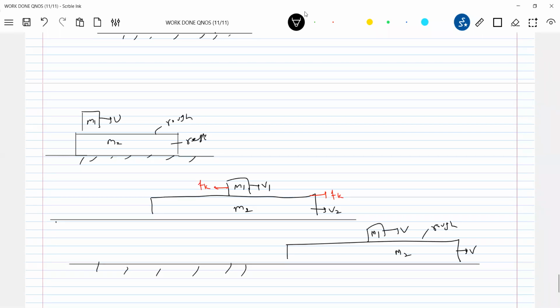Now, let's calculate the final kinetic energy and compare with initial kinetic energy. Friction does negative work on the block M1, and positive work on this one. So for a block-plank system, this friction is internal. Friction is the internal force. Fk is an internal force.